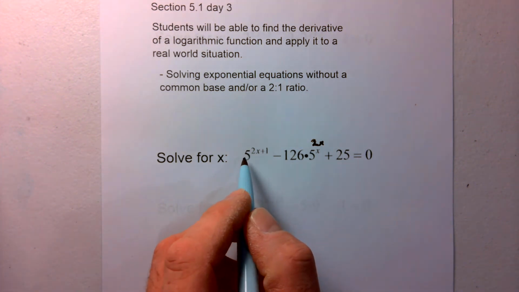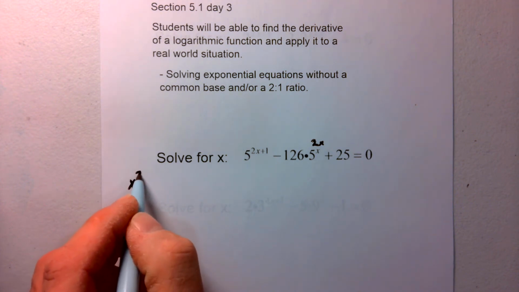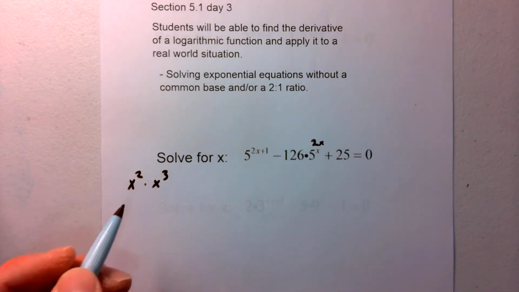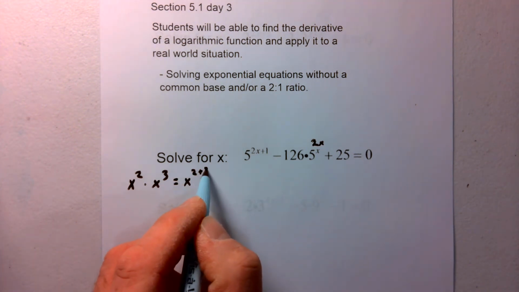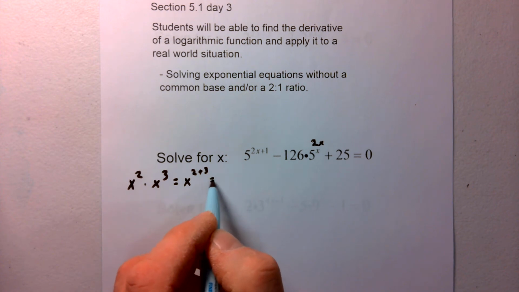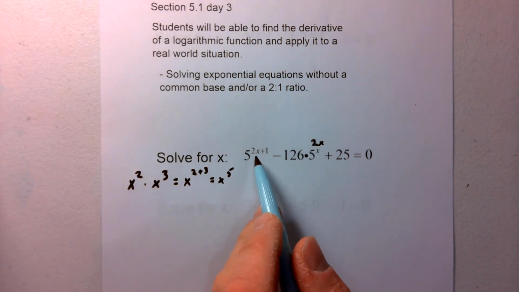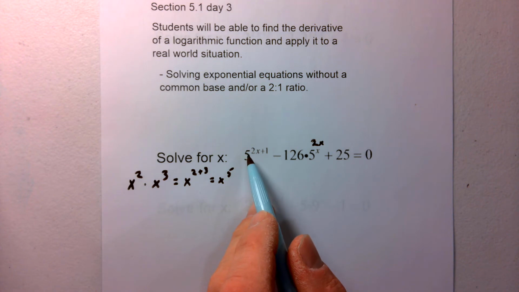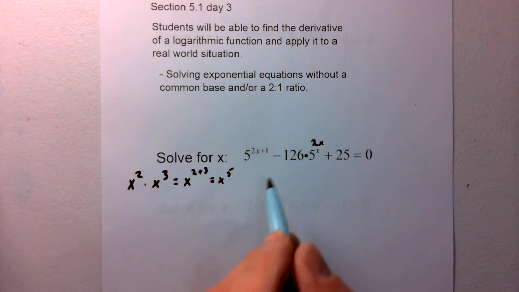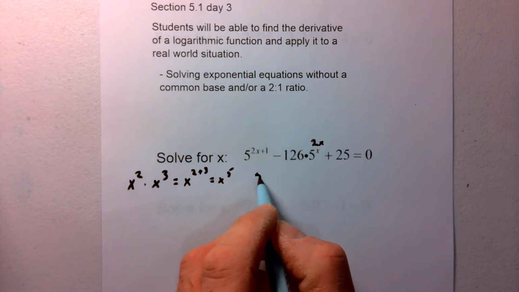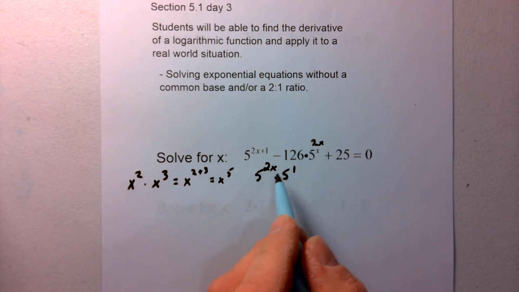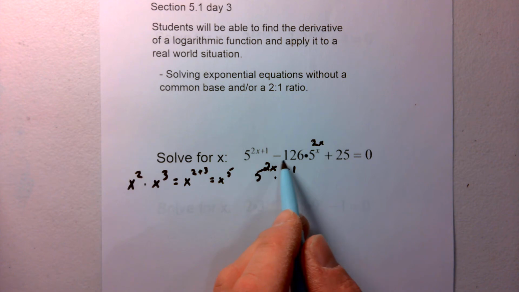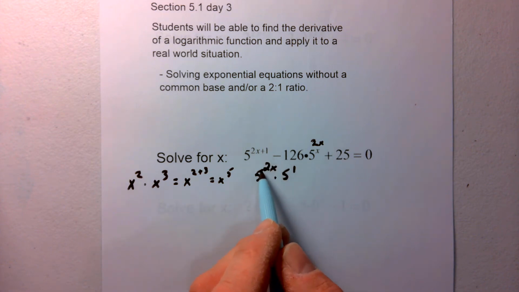Remember, when we have a common base and we multiply, so if I gave you maybe x squared times x to the third, we said that that was equal to x to the 2 plus 3, which gave us x to the fifth. Well, the same thing's going to happen when we have a numeric or constant value for our base. So we can take that 5 to the 2x plus 1 and make it 5 to the 2x times 5 to the first. And what that's going to do is separate these exponents. It's going to allow me to get to that 2x.